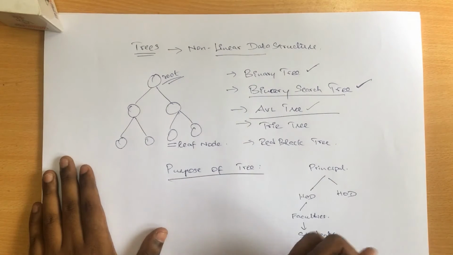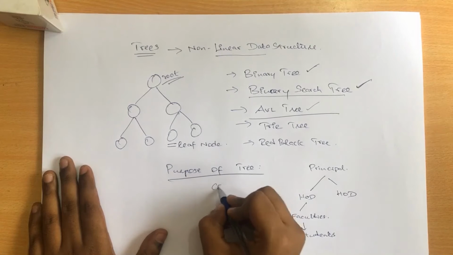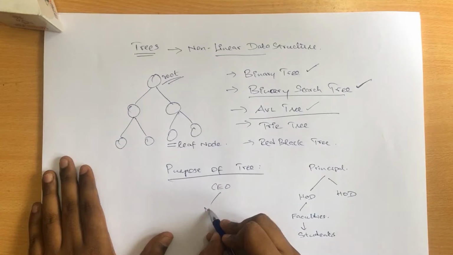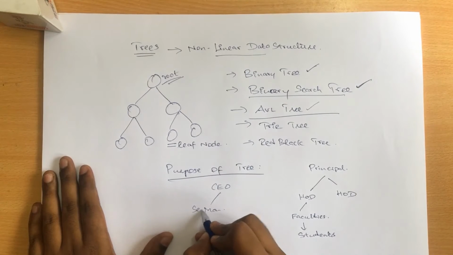And even if you go to a company, right? Even in an organization, first we'll have the CEO. Below the CEO, we'll have some other person. For example, it might be a manager. So let it be a senior manager.